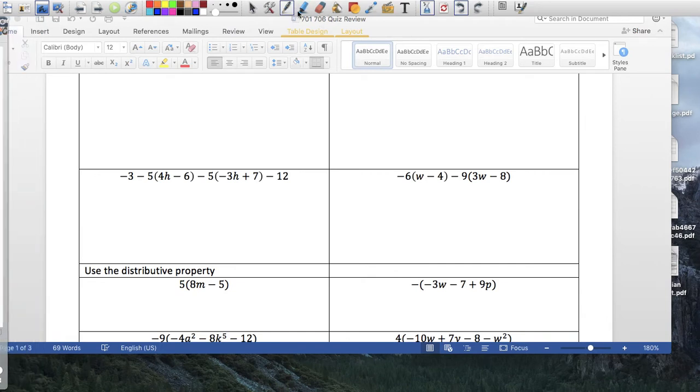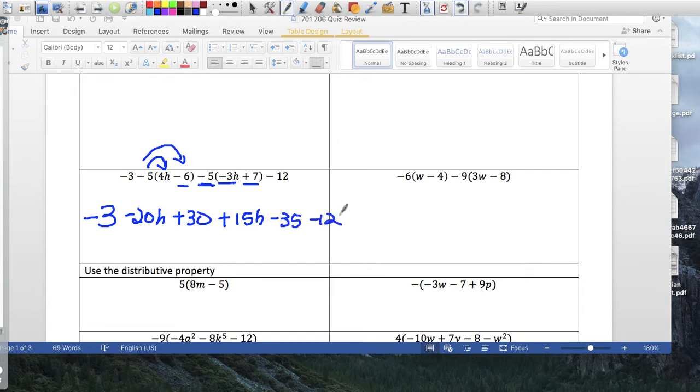So again, same idea, negative 3, this one does nothing, so it waits outside. So this is the one that's doing the distributive property, negative 5. Negative 5 and positive 4h is negative 20h. Negative 5 and negative 6 is negative times negative, so it's positive 30. Negative 5 and negative 3 is positive, 5 times 3 is 15h. Negative 5 and positive 7 is going to be negative 35 minus 12.